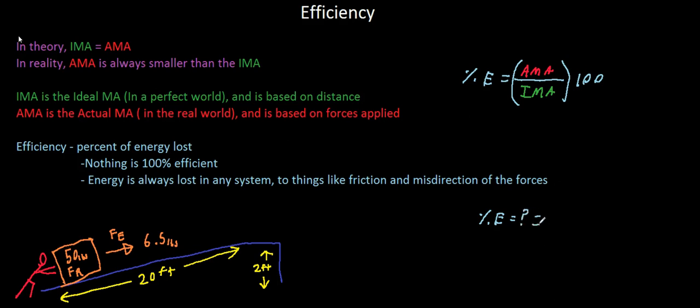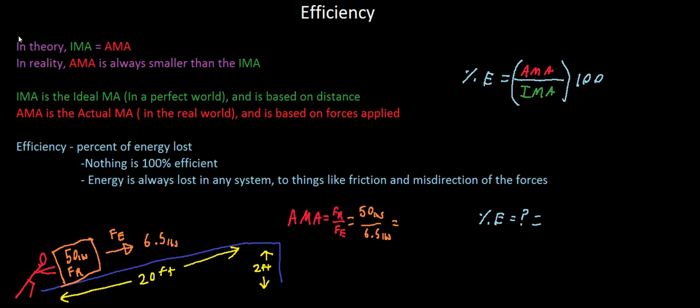To solve, we're going to use this equation up here. We need our AMA and our IMA. So let's start with our AMA. That is our AMA equation, which is FR over FE. And we know these numbers, luckily. Our FR is, of course, 50 pounds, so 50 divided by our force effort, which is 6.5 pounds.